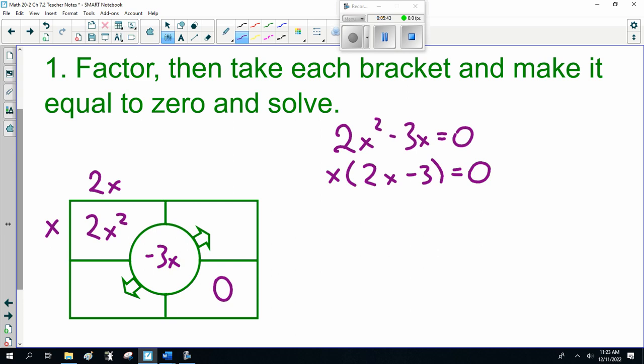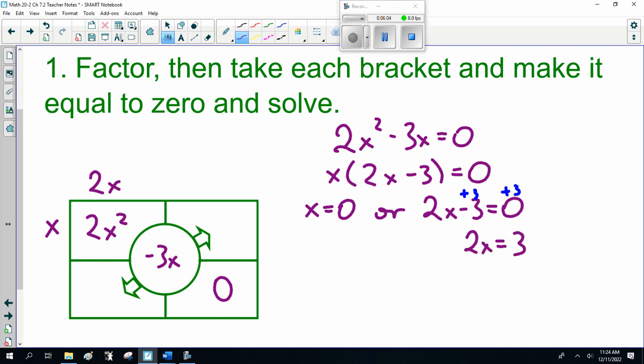Here we go, we're multiplying 2 terms together to get 0. So either x equals 0 or 2x minus 3 is equal to 0. Now, if 2x minus 3 is 0, solving for x, like we did before, plus 3 plus 3, 2x equals 3, divide by 2, divide by 2. X is 3 halves, or 1.5.